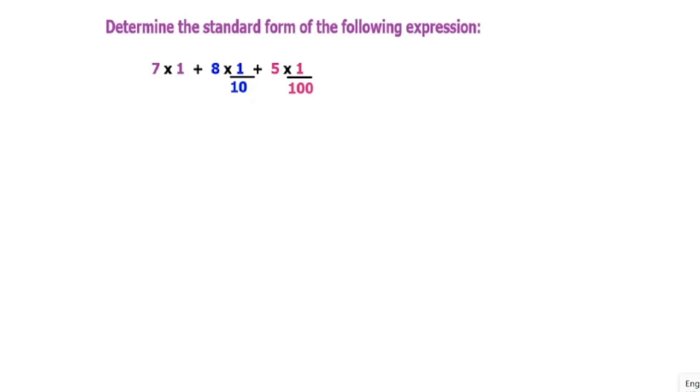In this video, we're going to learn about standard form. So if we have a problem like this that says, determine the standard form of the following expression. And this is the expression, 7 times 1 plus 8 times 1 over 10 plus 5 times 1 over 100.